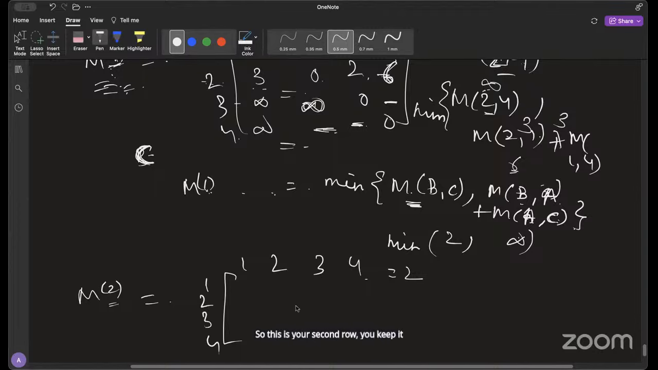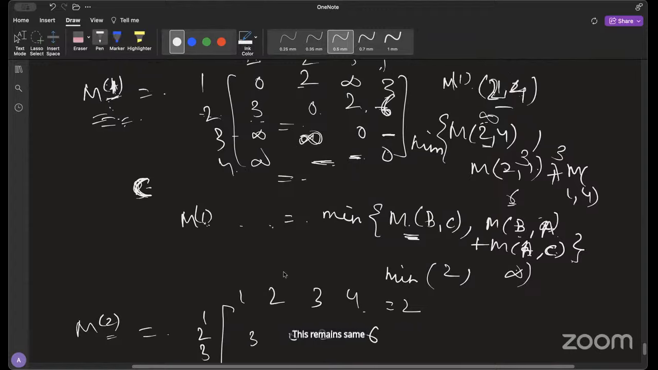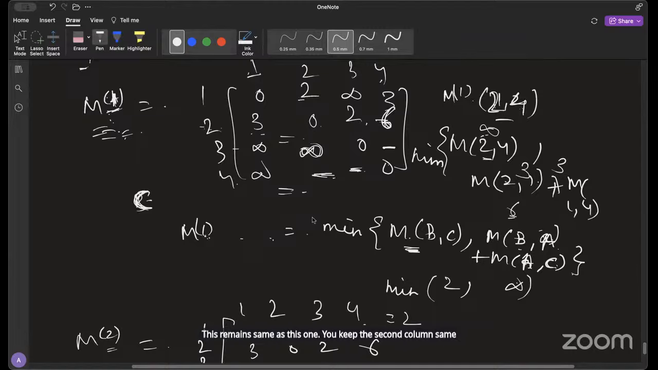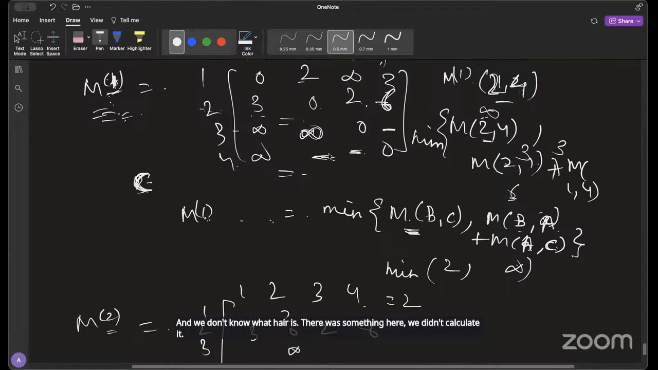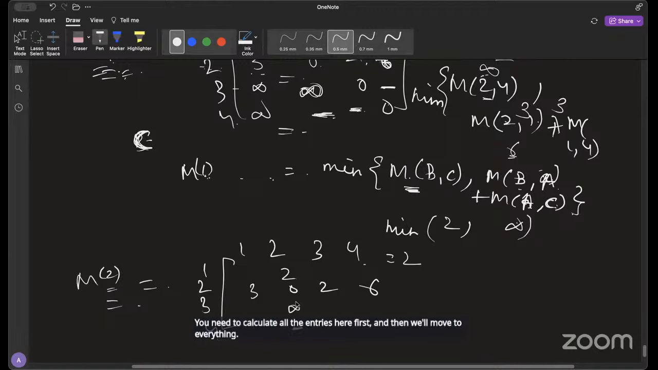So this is your second row, you keep it the same: 3, 0, 2, 6. This remains the same as this one. You keep the second column the same, so this is 2, 0, infinity. And we don't know what is here. There was something here, we didn't calculate it. We need to calculate all the entries here first, and then we move to M2.